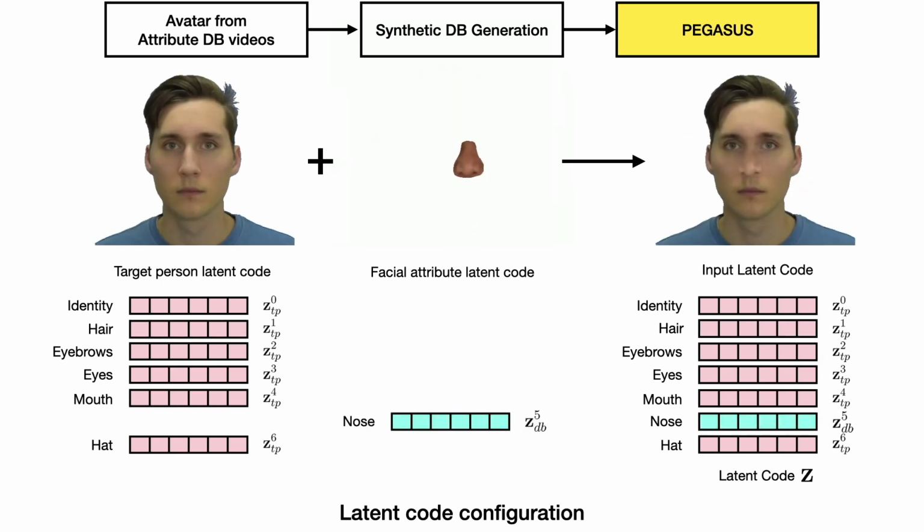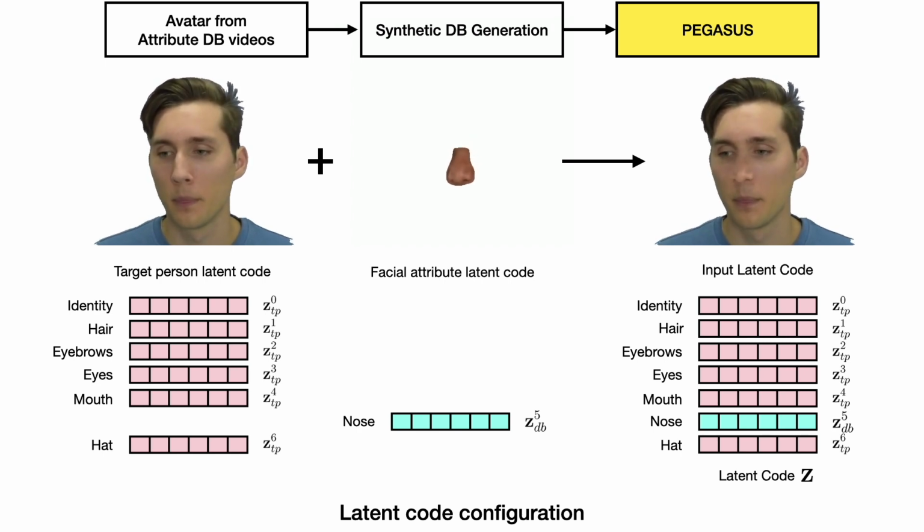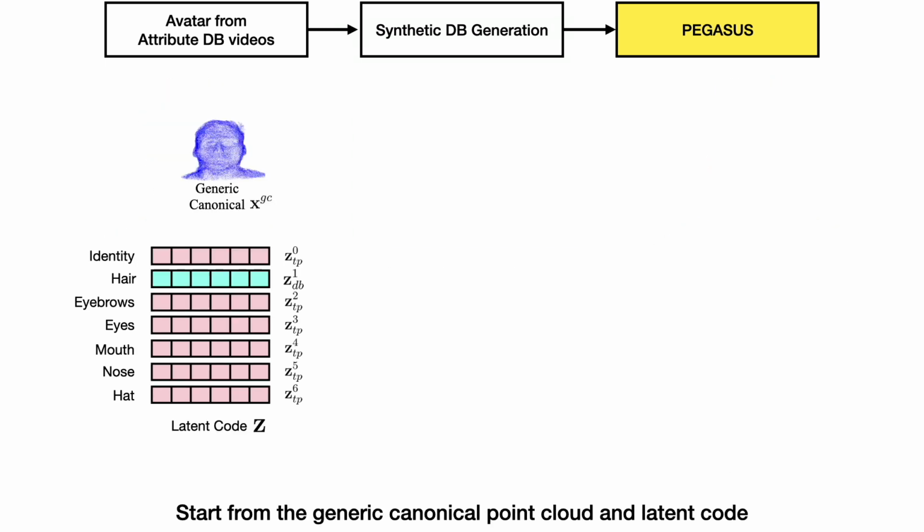We show the method of configuring the latent code for the nose. The main inputs of PEGASUS include a latent code that reflects the characteristics of the synthetic DB and a generic canonical point cloud.